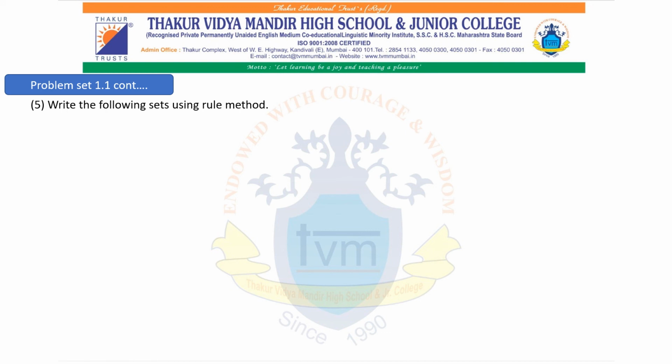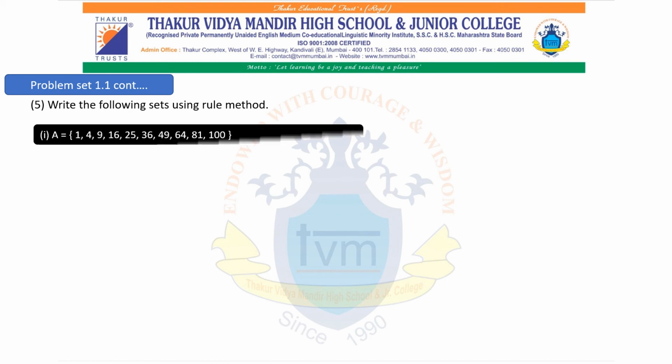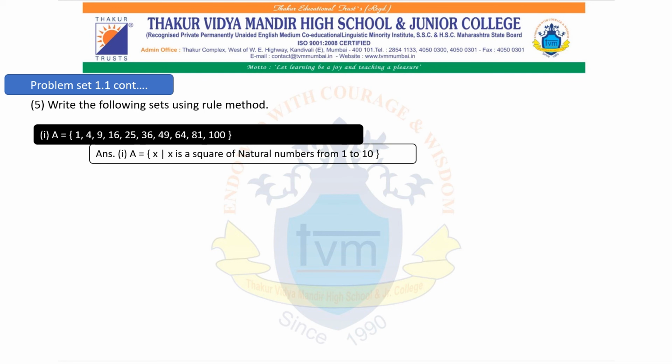Question number 5. Write the following sets using rule method or set builder form. First one. A is a set of 1, 4, 9, 16, 25, 36, 49, 64, 81, 100. Here when we observe, these numbers are squares of natural numbers, square of 1, square of 2, square of 3 and so on till square of 10. So it can be written as A is a set of x such that x is a square of natural numbers from 1 to 10.